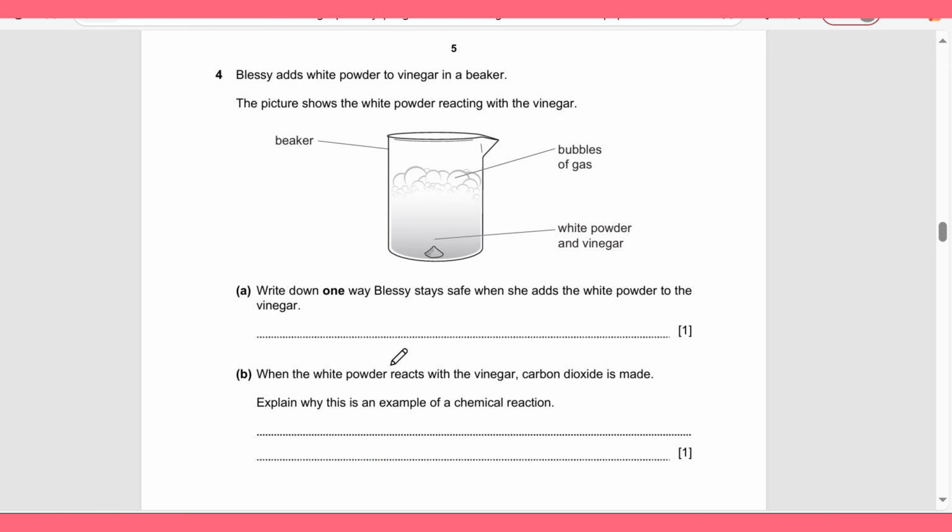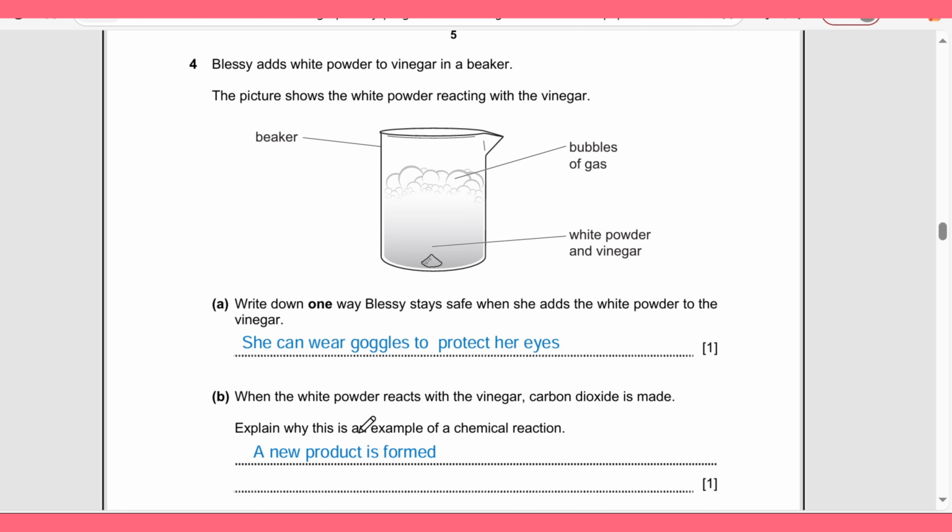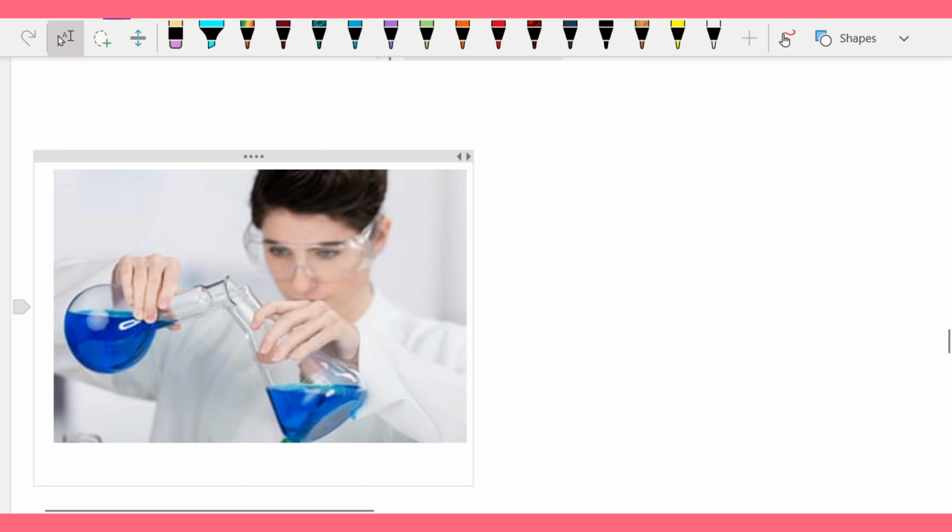Well, 4b. When the white powder reacts with vinegar, carbon dioxide is made. Explain why this is an example of a chemical reaction. Come on, stage 4 student, you can do this. Let's check out the answer, guys. Well, a new product is formed. That's how we know that a chemical reaction happened. Let's move on. Okay, guys, these are the goggles to protect eyes when doing a chemical experiment in the lab. Alright, let's move on.